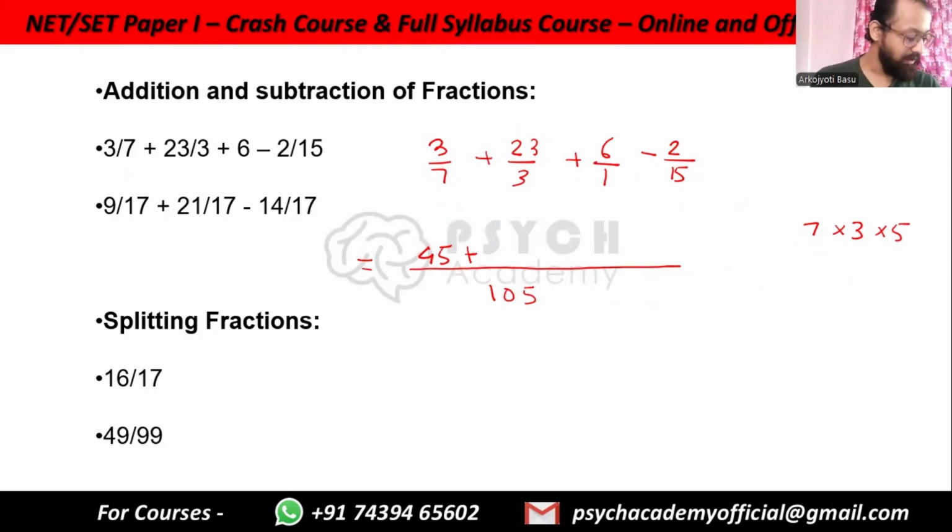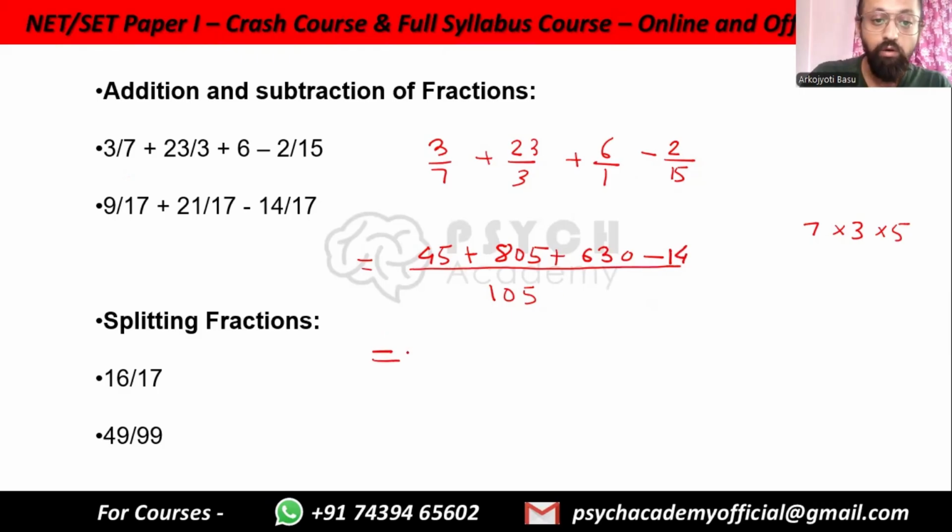I am using a calculator to save both of our times. 23 into 35, we get 805, plus. Now 6, to get 105, you multiply 1 by the entire 105, so multiply the same number by 6. We get 630, minus, because there is a minus sign here, 2 by 15, we have multiplied the denominator by 7. So 2 multiplied by 7 gets 14.